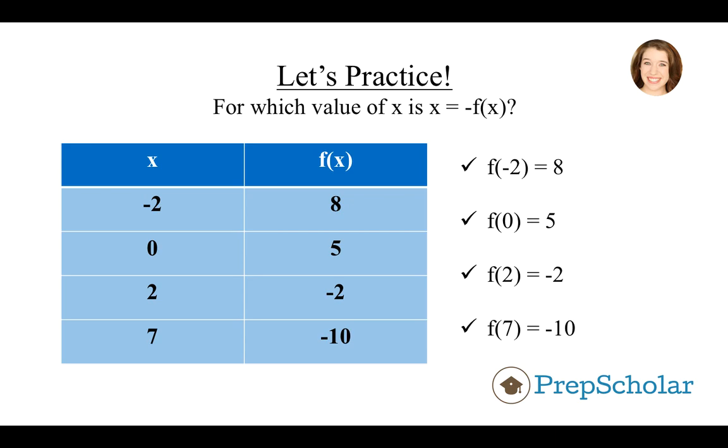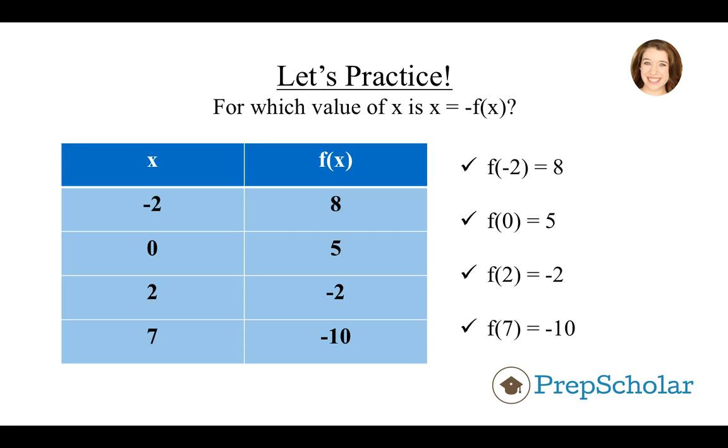Now, out of all of these values that we translated over from this table, the only one that makes x equal negative f of x is when x is equal to 2, right? And then we have f of 2 is equal to negative 2, which, if we then reversed, would be x is equal to negative f of x, or 2 is equal to negative f of 2.